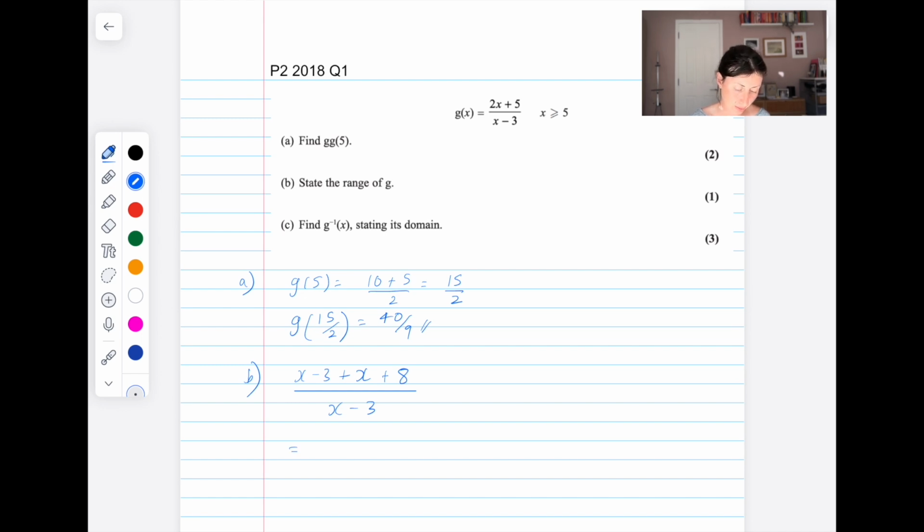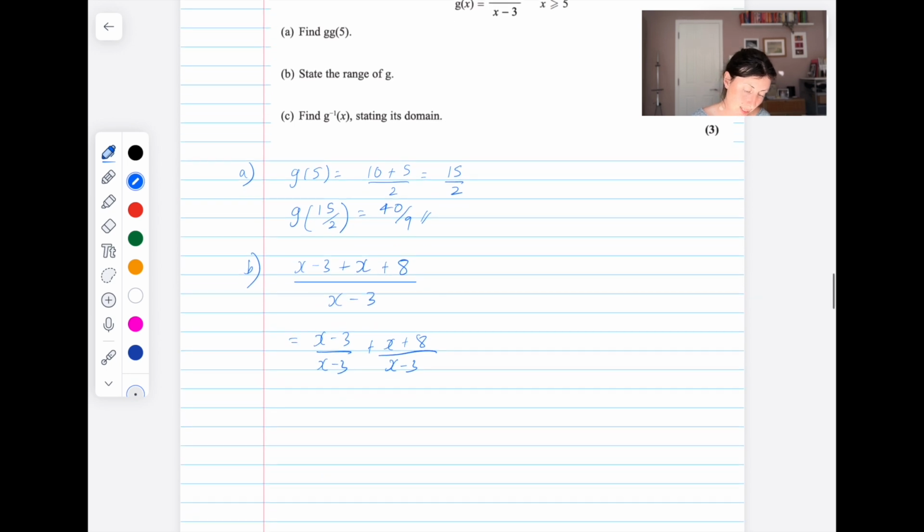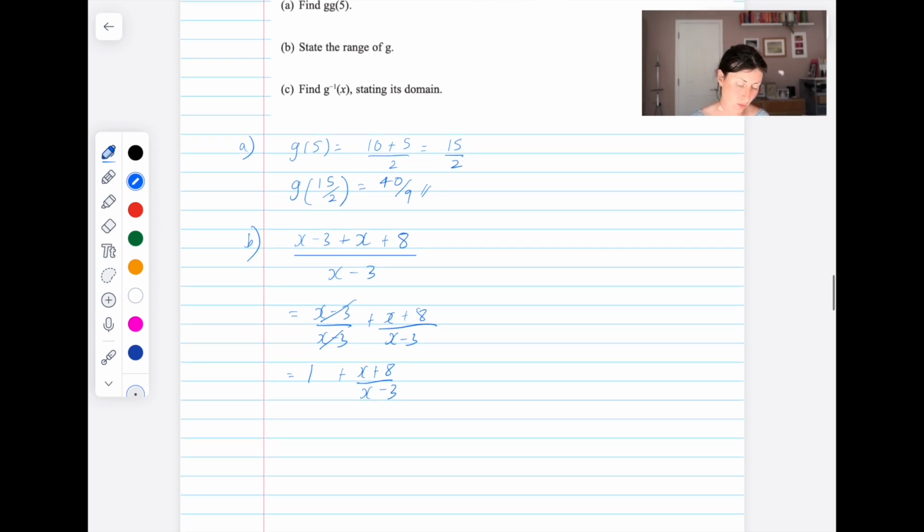Why have I done that? Because now these cancel to give 1. If I write them out, I'll do it for you. So we'll write it out as 2 fractions over a common denominator. So these cancel to give 1, and I'm left with this. So it's still not perfect because we've still got an x in the numerator and the denominator, which I don't like. It's not good for sketching.